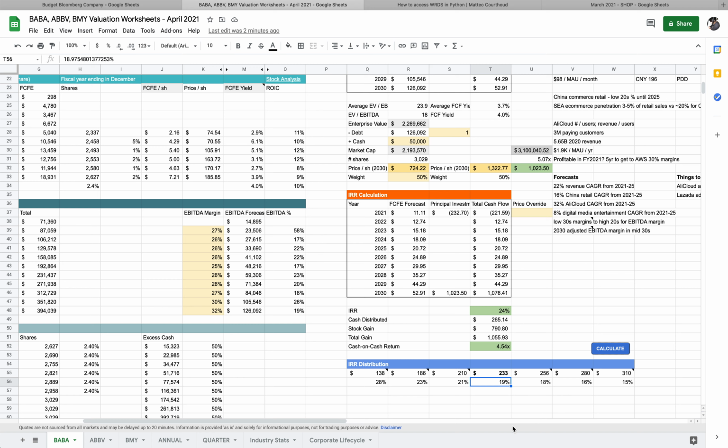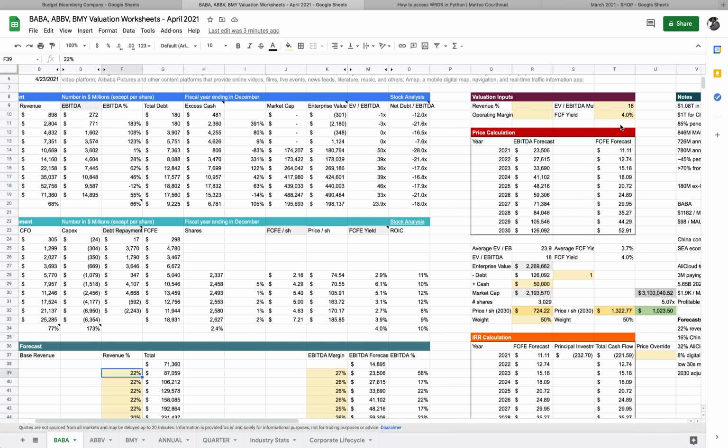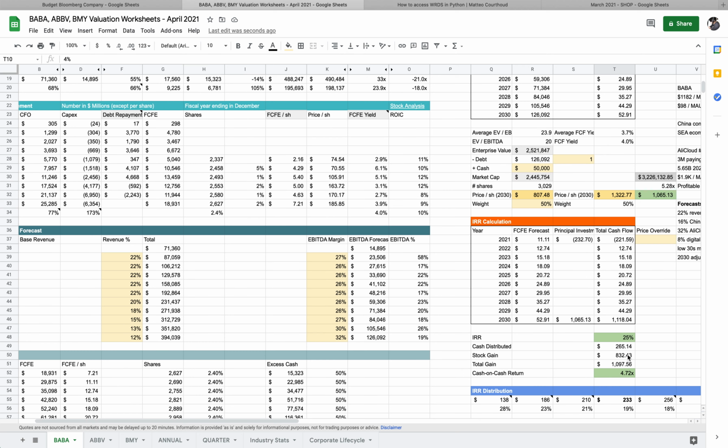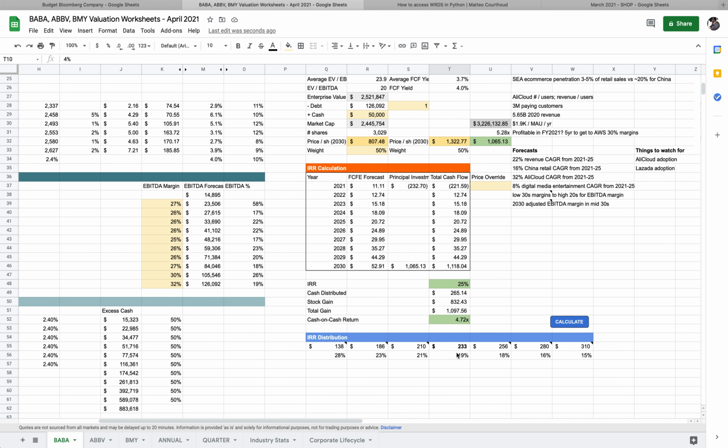If you're going to set this manually yourself, as all these numbers change, you'll need to recalculate what the IRR looks like for that price. For example, if I change my multiple and say it's 20, my final price goes from like 10.23 to like 10.65. So I go up to like 25% IRR, and you'll want to re-update these numbers to take that into account.